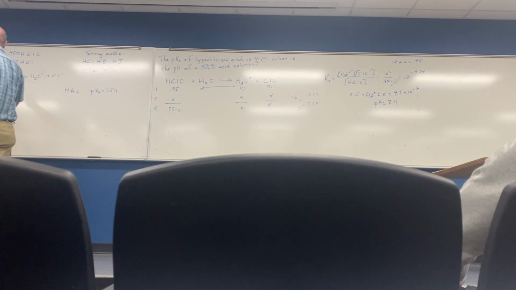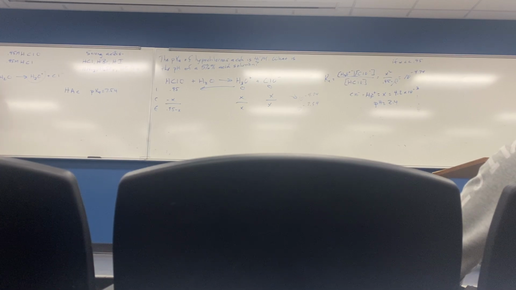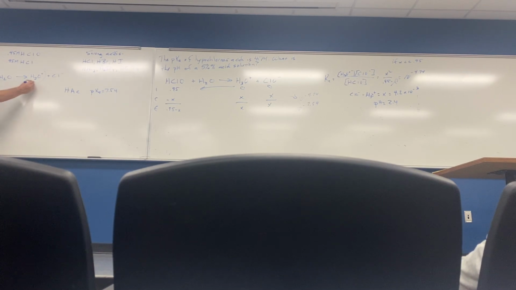Because see this one, if we set up our ice table here, 0.95, but it's a strong acid. All of it breaks up. There is none left, because it totally broke up. I don't have any X's in this one, which sure makes it a lot easier, doesn't it? I don't have to do anything. So I know what my H3O plus concentration is because it all broke up.